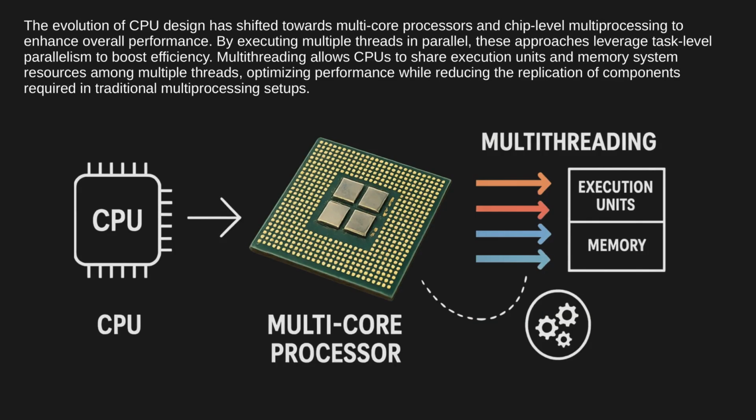The evolution of CPU design has shifted towards multi-core processors and chip-level multiprocessing to enhance overall performance. By executing multiple threads in parallel, these approaches leverage task-level parallelism to boost efficiency. Multithreading allows CPUs to share execution units and memory system resources among multiple threads, optimizing performance while reducing the replication of components required in traditional multiprocessing setups.